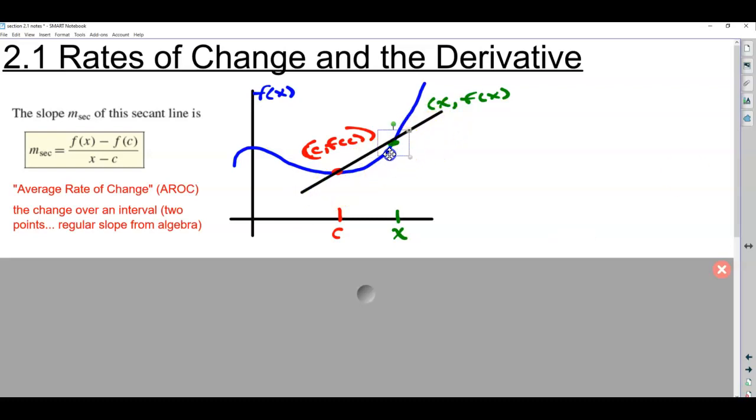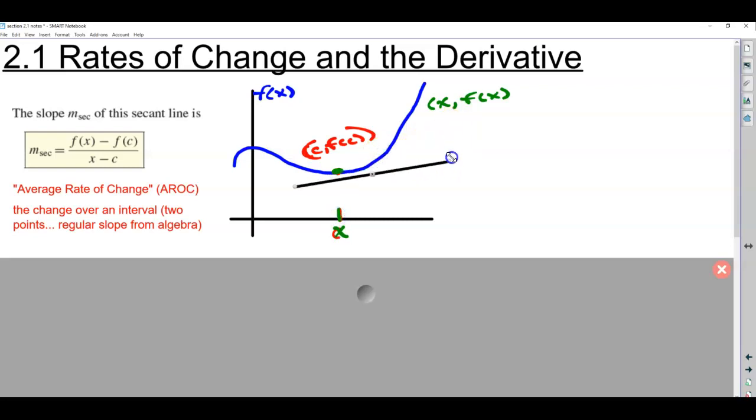So I could get closer even still. What happens if I move closer and closer and closer? You can see this slope is changing. It's still a secant line because it goes through the function at 2 points. But what if x moves closer and closer to c, so it's the closest it could possibly be, which basically says, what if x and c are the same thing?